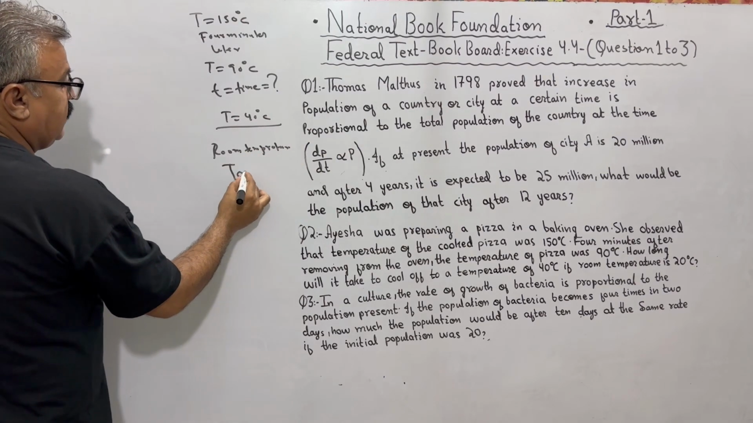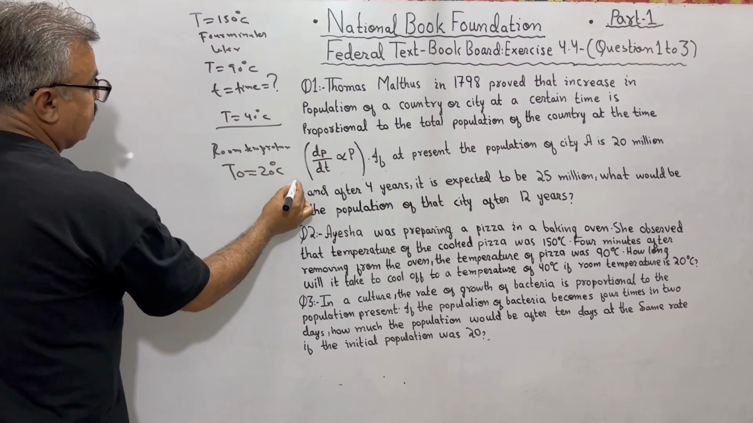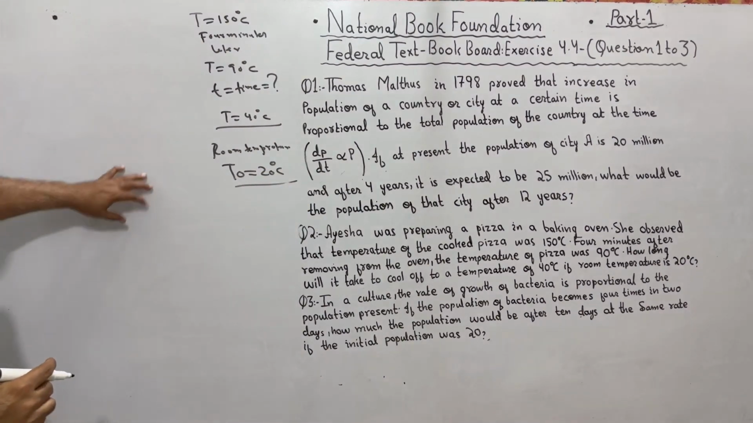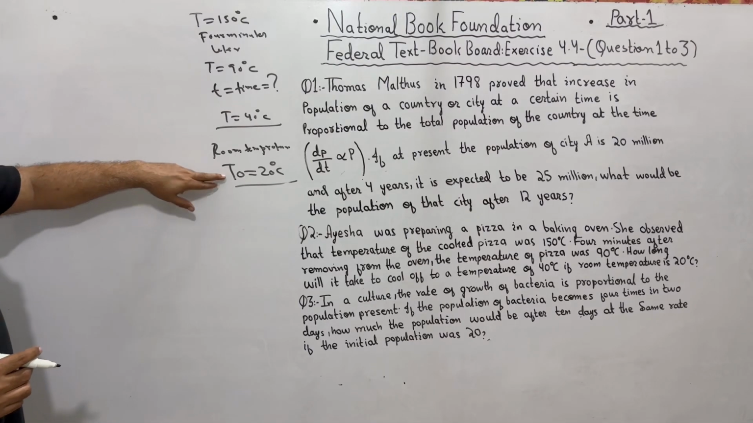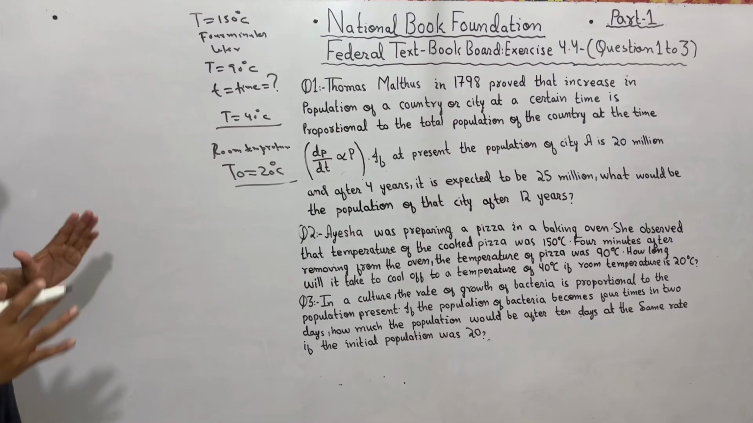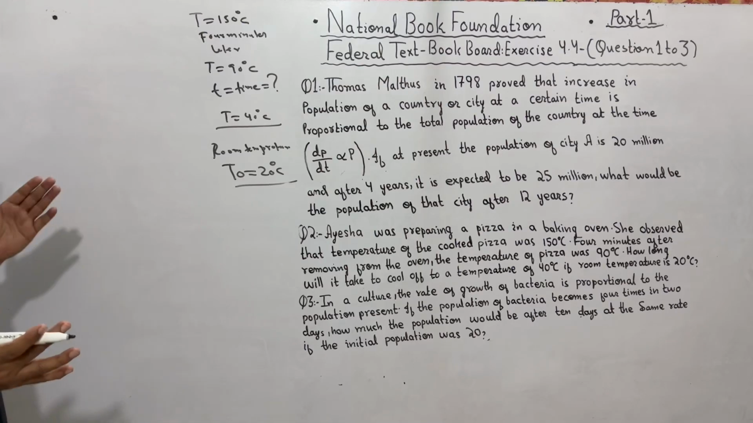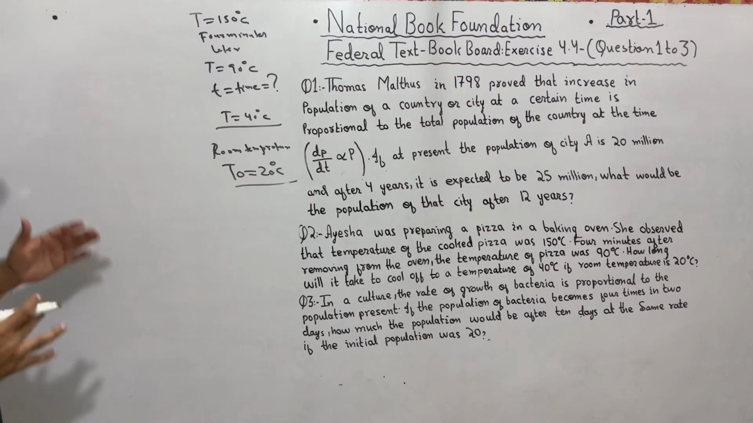Room temperature means T naught, 20 degrees Celsius. Don't you worry, that is the base temperature for you. Room temperature is 20 degrees centigrade. Everything has been done in the room.